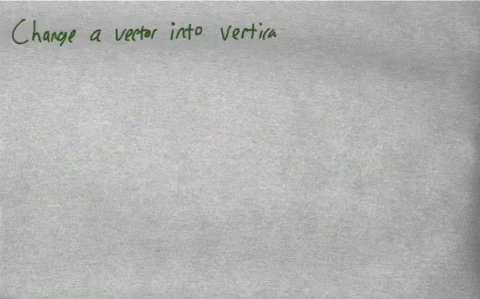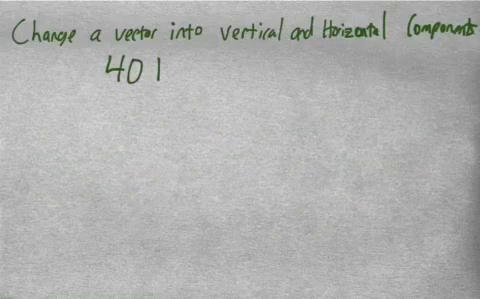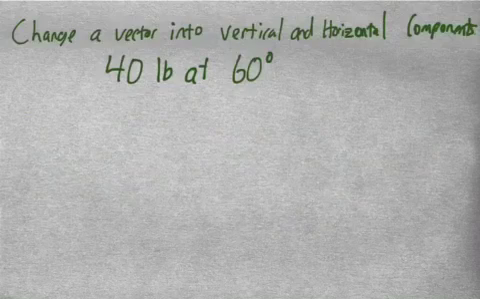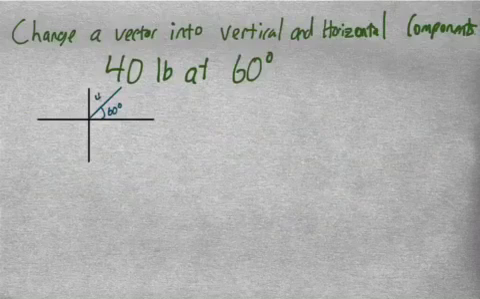Alright, so let's try a problem with changing vectors into vertical and horizontal components. Let's say we had something stuck and we start pulling on this object, and we're going to pull with 40 pounds of pressure at a 60-degree angle. And we're going to try to break this into the two components. So I'm going to try to draw a sketch first just to get a picture of what we're dealing with. And so there I've made my 60-degree angle, and then the length would be 40 pounds.